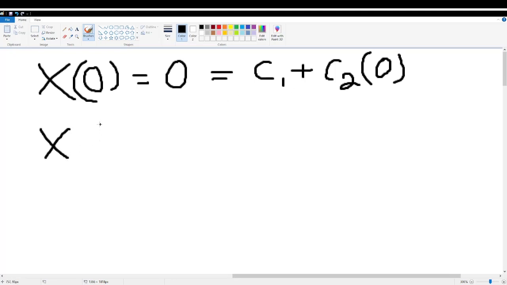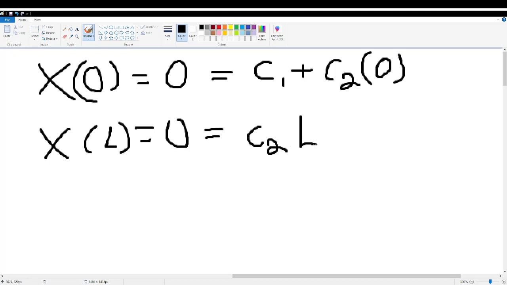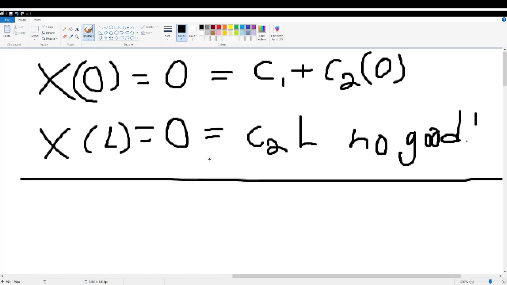So now that we know that c1 is equal to 0, let's apply our second boundary value. 0 is equal to c2 times L. Well, if two things multiplied equal 0, one or both of them have to be 0, but we know that L is non-zero because that's how we defined it, so that means c2 has to be equal to 0, which means that c1 plus c2x is just 0, which is no good, right? So we're not going to proceed with that one.